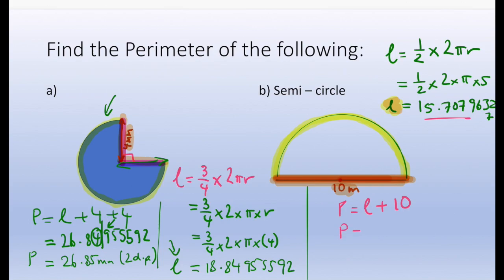And the whole perimeter, which is the whole of the outside, will be 25.70796327. And to 2 decimal places, that is certainly 5 or higher, so that 0 will go to a 1. So I've got perimeter equals 25.71. My units are meters, so I'm going to put meters, and I'm going to make note of it there.